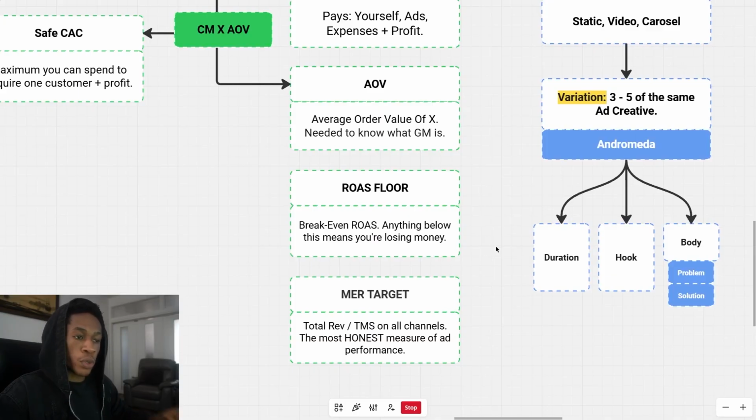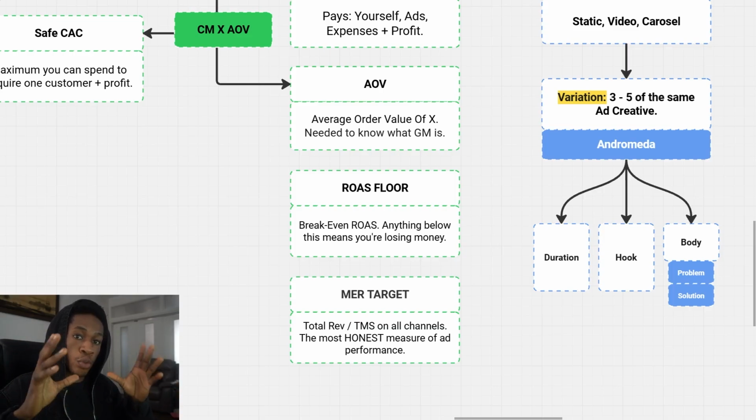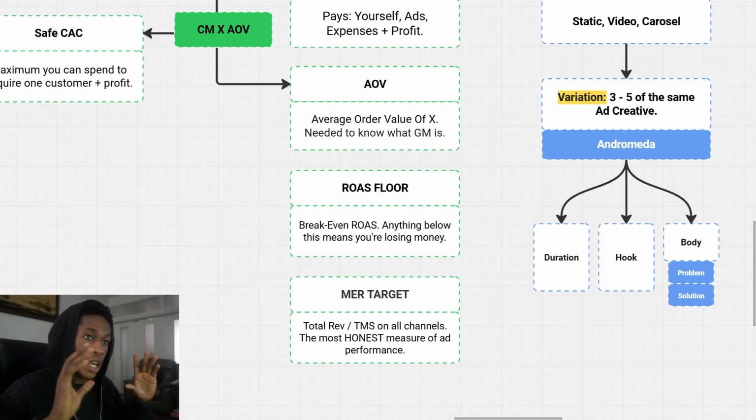Now, your ROAS floor is simply just your break-even ROAS. It's nothing too complicated. You guys have probably heard the term ROAS, right? We typically tend to look at all these different metrics when we're doing the math first. Everything else obviously does matter. Your conversion rate, your click-through rate, your cost per purchase, all that stuff matters, yes. But when we're running ads, the first thing we pay attention to, the priority, is obviously the ROAS floor, your safe CAC, your contribution margin, and your MER.